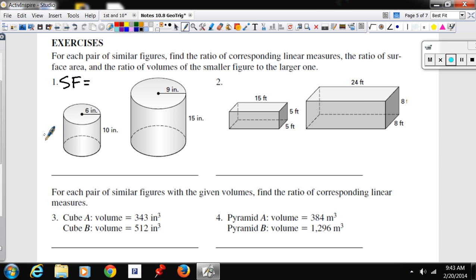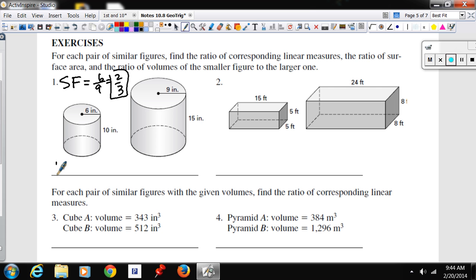2/3. How'd you get it? 6 over 9 would work, because then you could reduce that to 2/3. Or could you have used 10 over 15? Yes, this would have also reduced to 2/3. If it didn't, then they weren't similar. All the lengths have to reduce to the same ratio. So scale factor is 2/3.